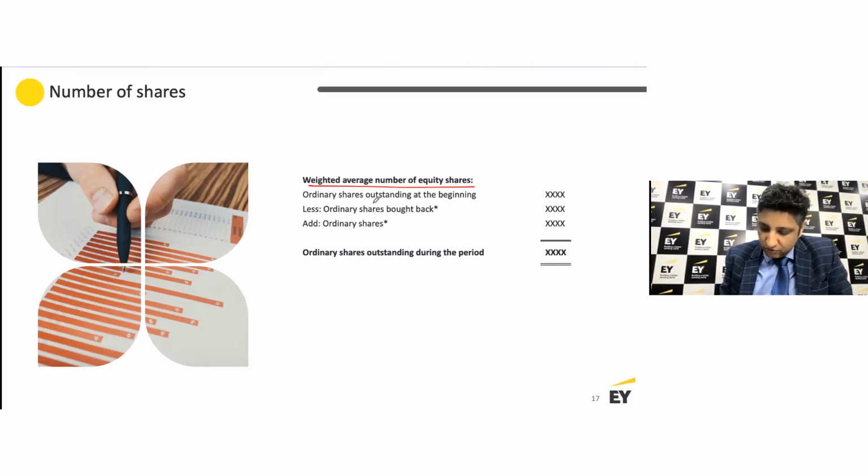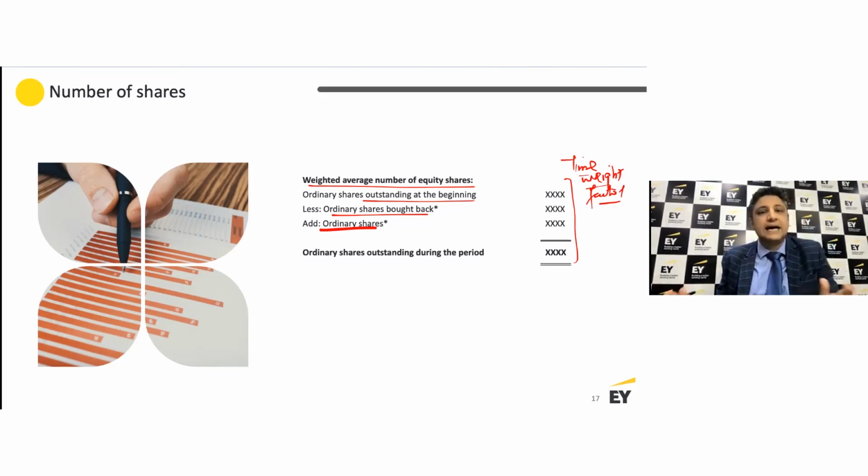And those would include, for example, how many shares were outstanding at the start of the year. Is there anything that there's a buyback from the company? And in case there are some issues made during the year, so you would make the adjustments for these transactions, right? You would apply the time weight factor to these.